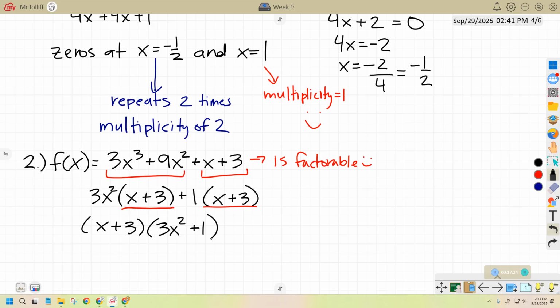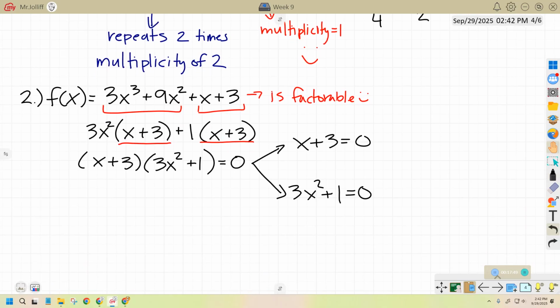I want to know where this guy is 0. And the zero product property tells me either the first binomial is 0 or the second binomial is 0. We have to solve both. We're going to get zeros from multiple places. For x plus 3 equals 0, I subtract 3 from both sides, and I get x equals -3.